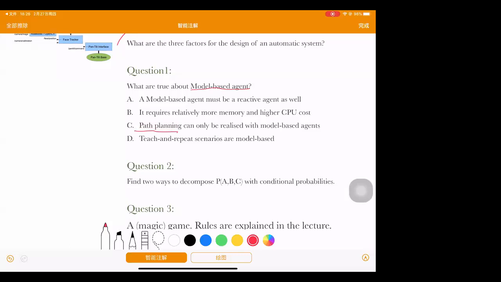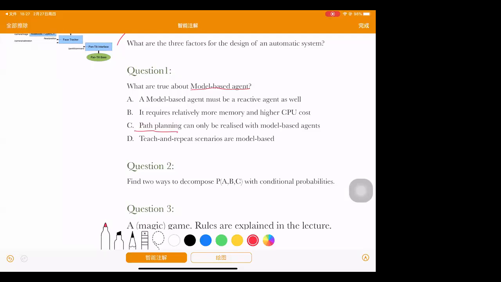Okay, teach and repeat scenario. These are model based. Teach repeat. This is model based. This should be true, right? This should be true because you need to store the states. Otherwise, you don't have a teach phase, right? When you teach, actually, you're teaching a sequence of states. Then you need to store the states, and that's the model.